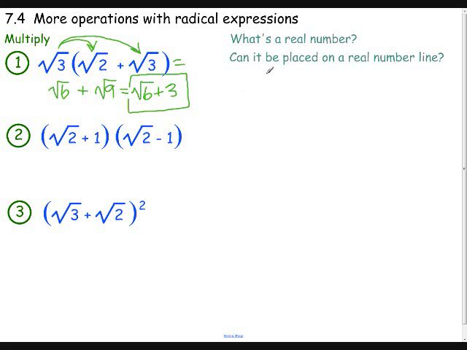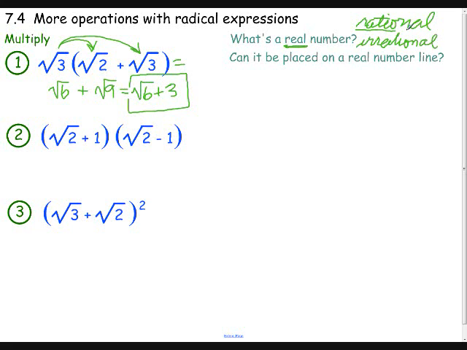Let's stop for a minute and think about a real number. What is a real number? We've recently been talking about rational numbers. And we know that the ratio is the key to that. It's a ratio of 2 integers. So rational. The other big category, irrational.